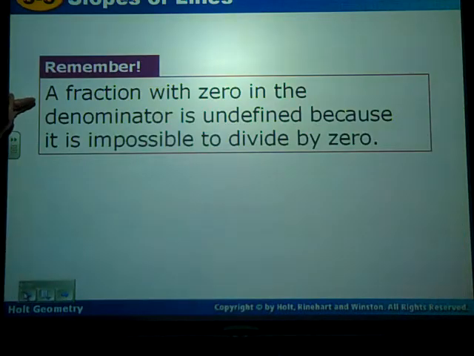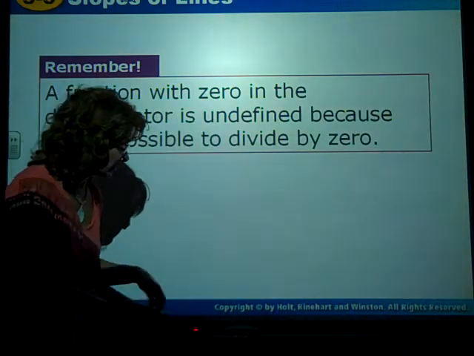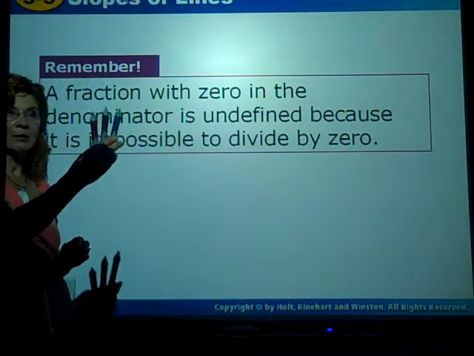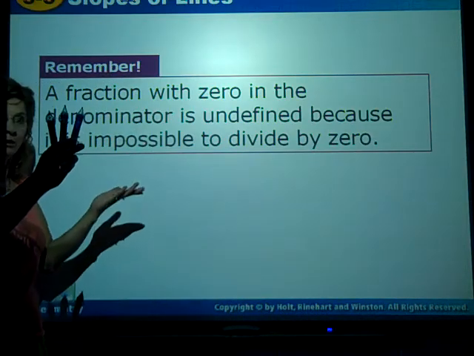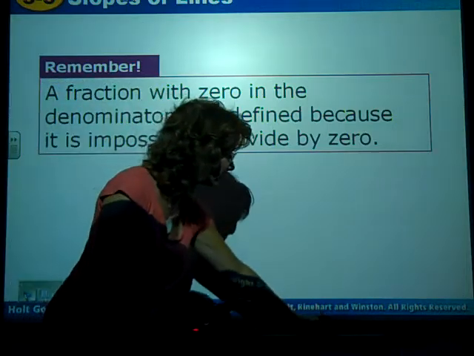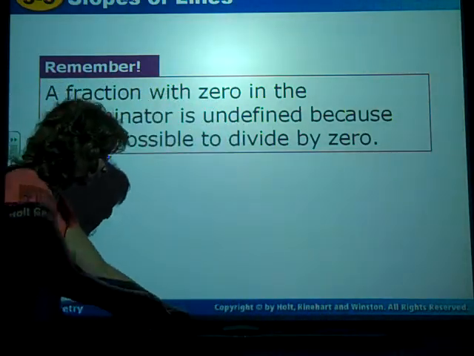Now remember, a fraction with 0 in the denominator is always undefined. It's impossible to divide by 0. If I were to take this group of 3 and say, divide this into groups with 0 in each group, you can't do it. That's why you can't divide by 0. That's why we would call that slope undefined.